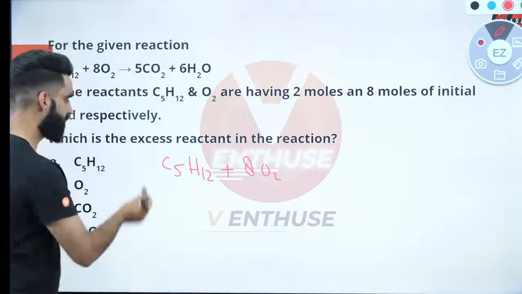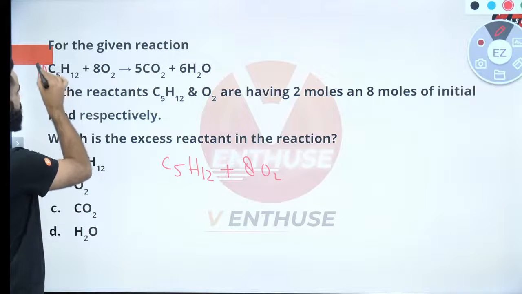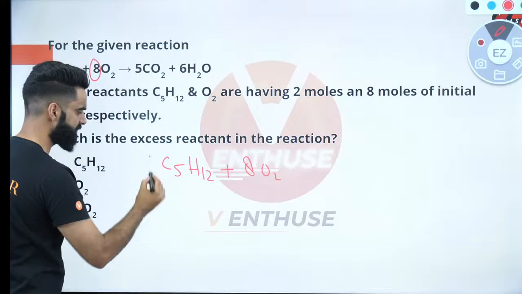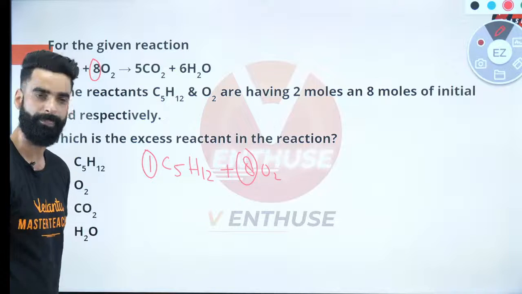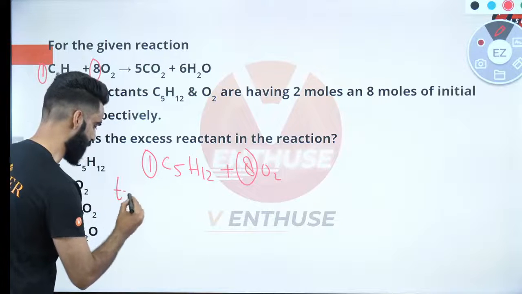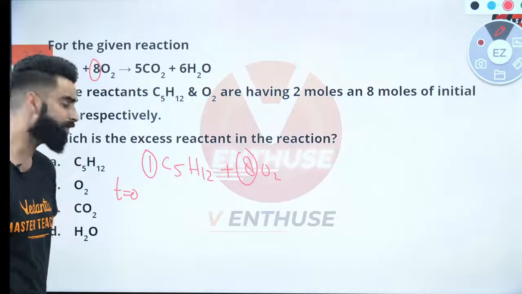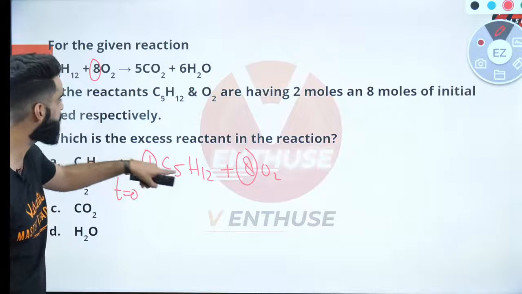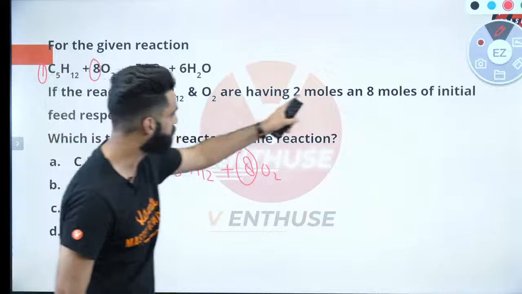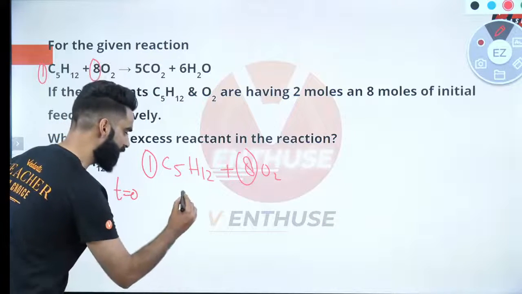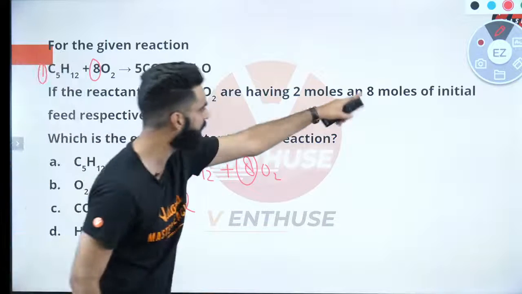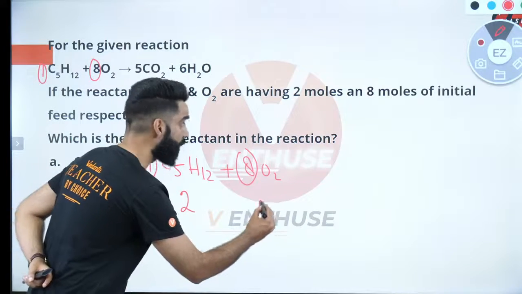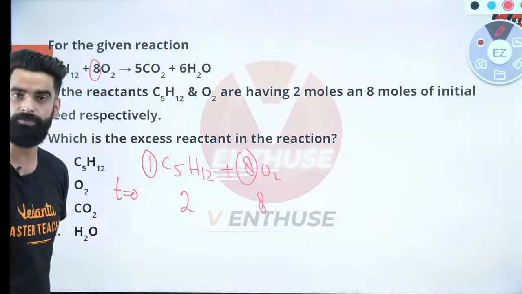Now see, the reaction is already balanced. The stoichiometric coefficients are 1 and 8. This is the stoichiometric coefficient of O2 over here. Now at time t equal to 0, initially when the reaction has not started, how many moles of C5H12 are there? There are 2 moles of it. And how many moles of O2 do I have in the beginning? I have got 8 moles of O2, correct?